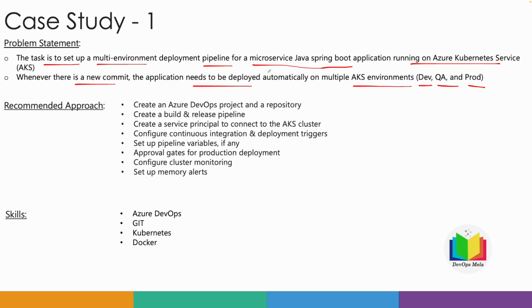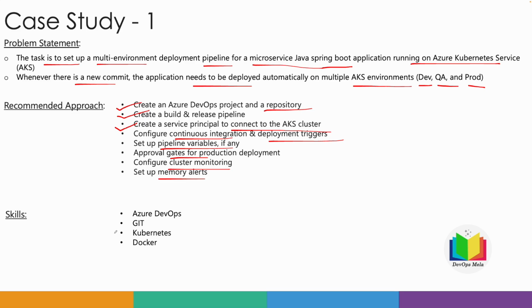What was the recommended approach given? Get yourself an Azure DevOps project, get a repository created. It's not specified which repository; I can have GitHub, GitLab, whichever I want. Create and build a release pipeline. Create a service principal to connect to the AKS cluster. Enable continuous integration and deployment triggers. Set up variable pipelines if any. Add approval gates for production deployment. Configure cluster monitoring as well as set up memory alerts.